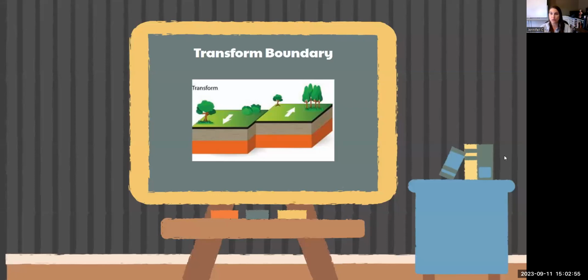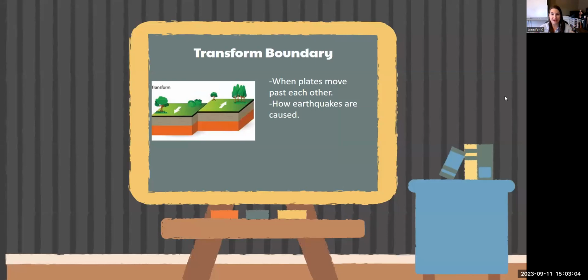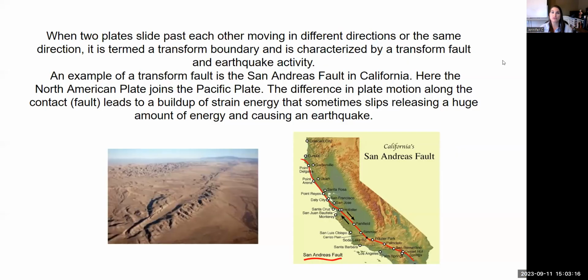Next is the transform boundary. So we have our plates together and they're moving beside each other. The plates are moving past each other, and it's very common to have earthquakes at transform boundary fault lines. So we have two plates moving past each other. They could be moving in different directions, but it could be the same direction. But we will normally see this at a transform fault. And so a common fault in the United States that we hear about a lot is the San Andreas Fault in California. And we do hear a lot on the news about earthquakes at that fault line.